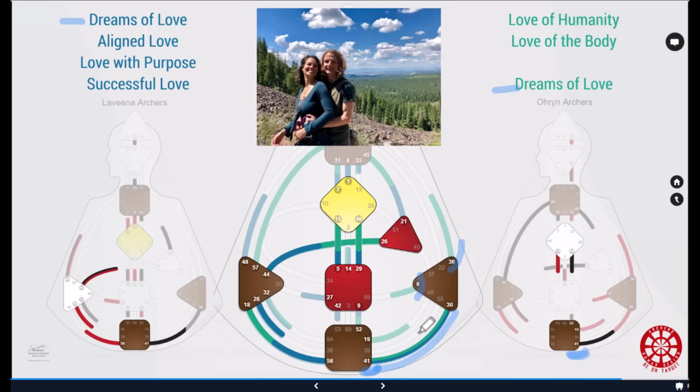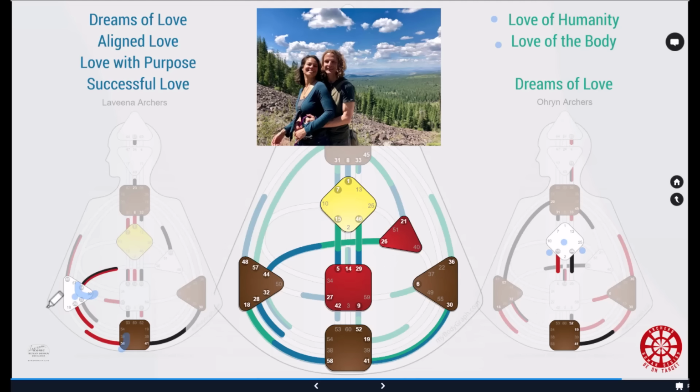Identifying with falling in love with the other person once you have sex. We both can identify with that, how it's easier to fall in love with somebody once you've opened yourself up sexually to them. Shared dreams of love and sexual experiences together. Okay, so there's that one. The love of humanity we talked about, love of the body for Oren. Those are things that Lavina turns on. And then aligned love and love with purpose and successful love. These are all aspects that Oren turns on for Lavina.